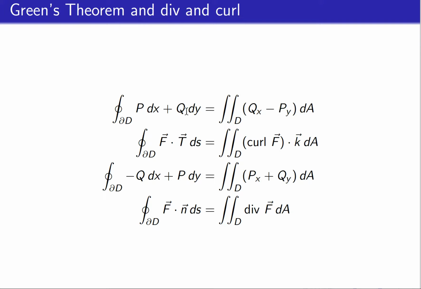This first one, if I just switch around p and q and put a minus sign on one of them, I get this one, which in vector form is this. Now this becomes div, this becomes f dot n ds. So these are the various forms of Green's theorem. I like the forms that have the vectors in them because that I can actually put an interpretation behind. Whereas when I have p's and q's, it's maybe a little less intuitive as to what this is talking about.